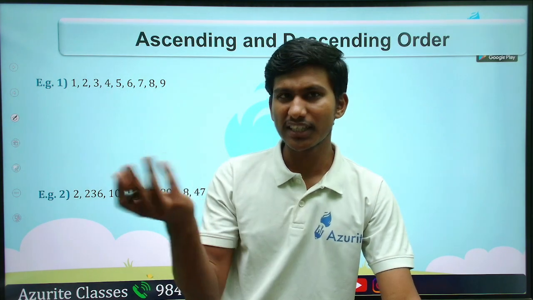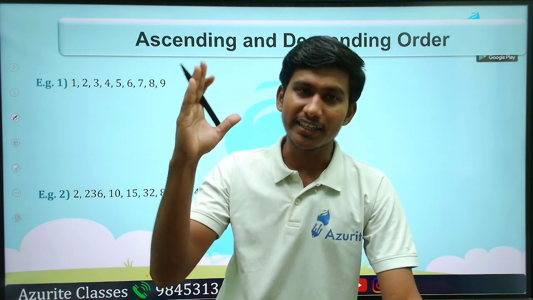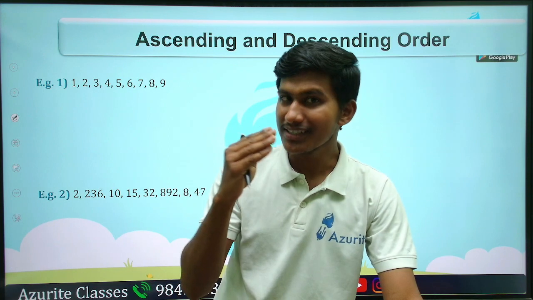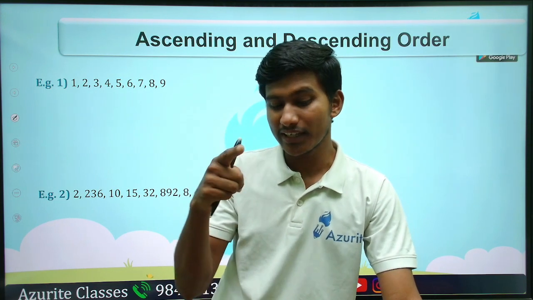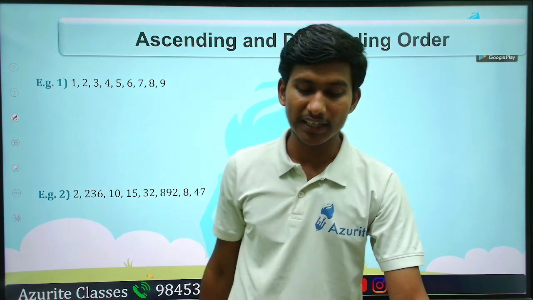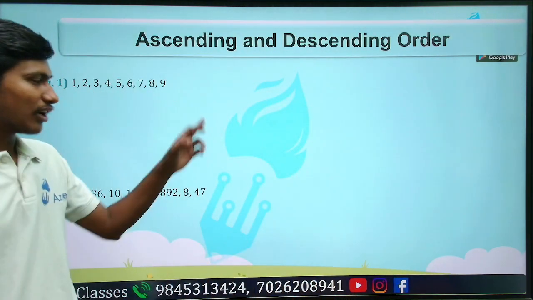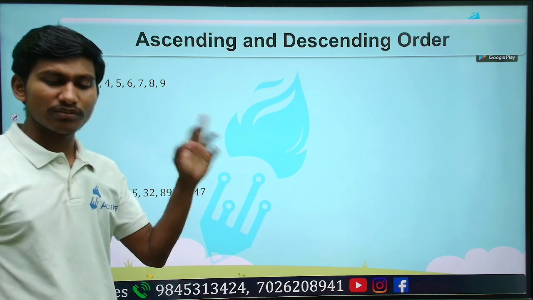So ascending, if you are not able to remember what ascending means, then it is A to Z. The starting letter is A, so A means smaller. A to Z, you can say that is small to big. Like that you can remember. Understand? Okay, good. You already know this is very simple, so I will go very fast.